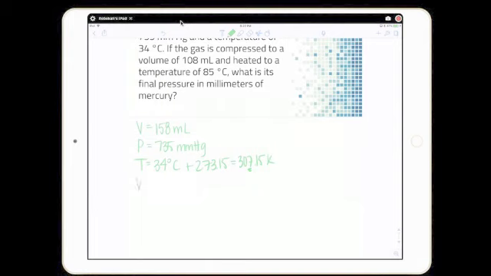So if you have more than one volume, the old one becomes 1, the new one becomes 2. Everything that goes with the old volume is now also 1. Okay. This new volume is 108 milliliters. They tell me it's heated to a temperature, so this is a new temperature, 85 degrees C. I'm going to add my Kelvin, 273.15 plus 85. 358.15 Kelvin. Again, the 8 is significant.